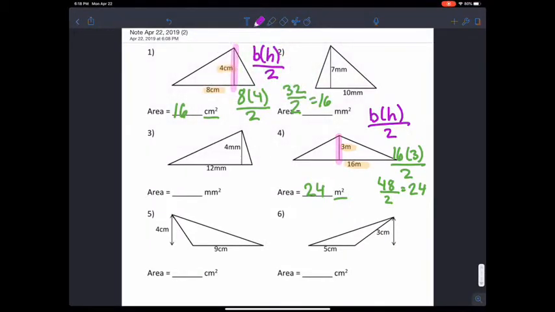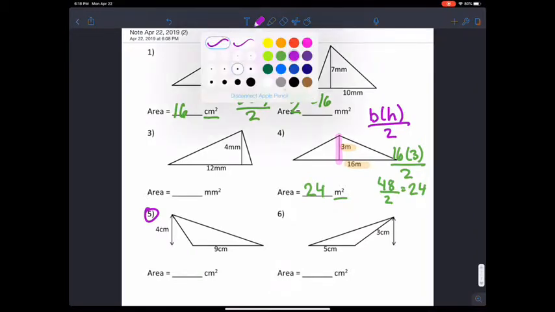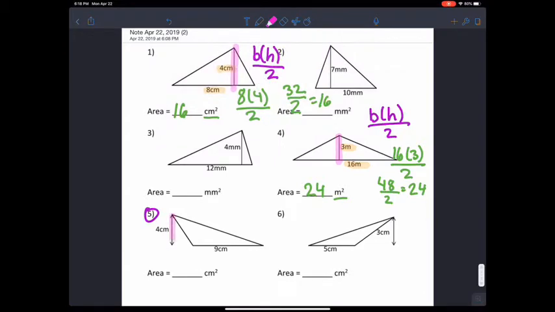Alright, now we're going to do a little bit of a different example, like number 5, where as you can see, the height is outside of the triangle. It's still going to be your height even though it's not located inside of it. We're going to label that your height, and this is going to be your base still. And then from there you just plug in your numbers like usual.